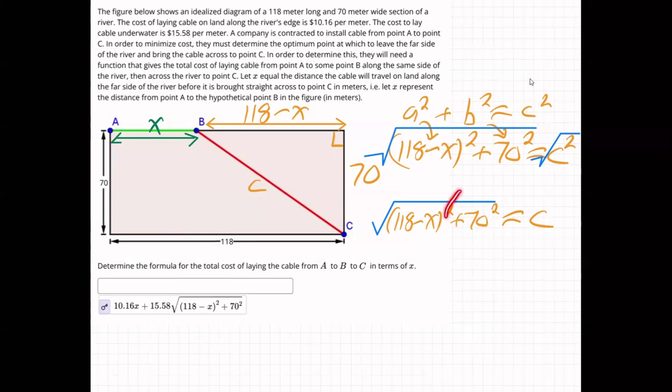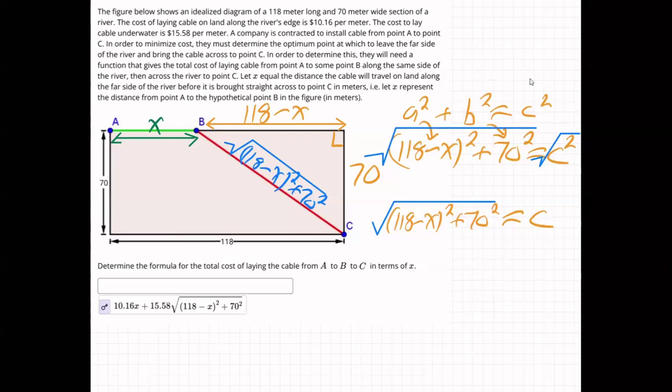By the way, you might think you can just cancel these squares. You can't because of the plus sign. If that was times, we could totally do that. But remember, with pluses and minuses, nothing nice ever works in algebra rules. We can't cancel the squares. It has to stay just like that. You can prove it with numbers, but we don't have time for that. So there's c. So this distance right here is the square root of (118 minus x) squared plus 70 squared. That's how long that is.